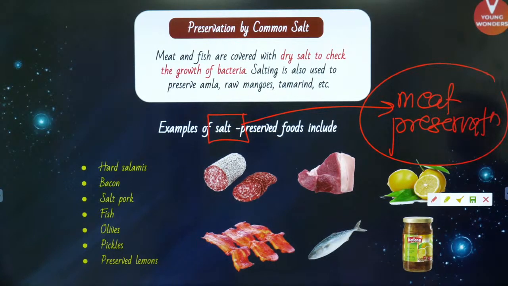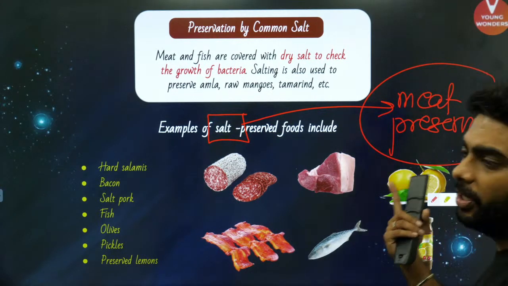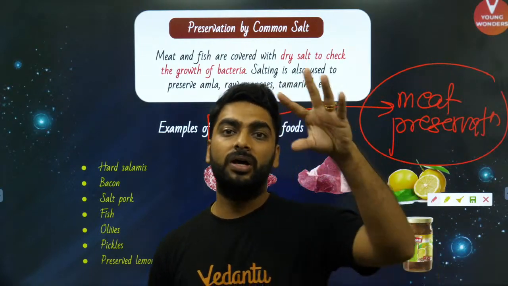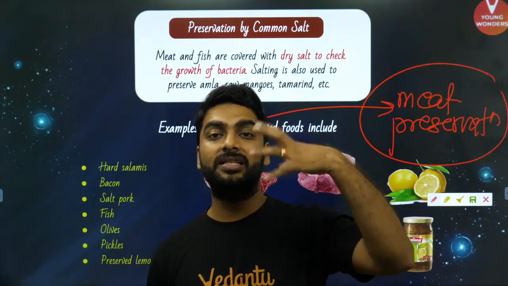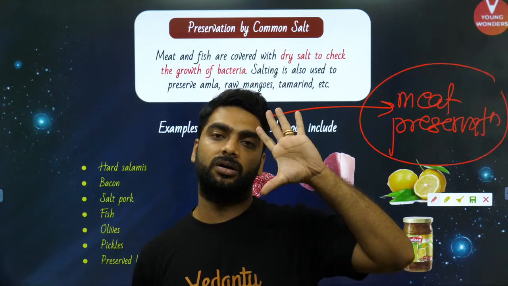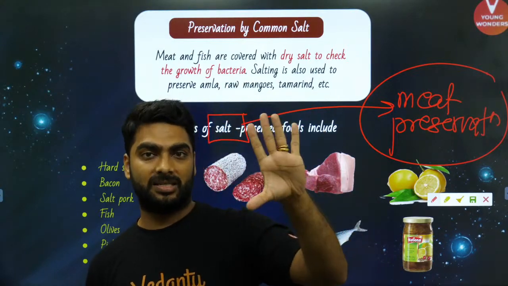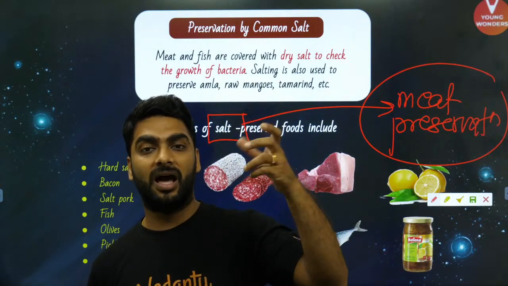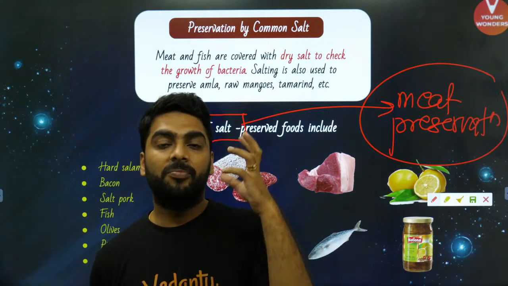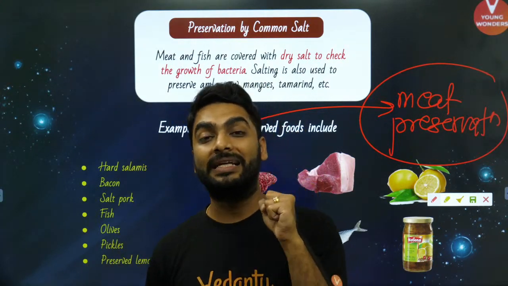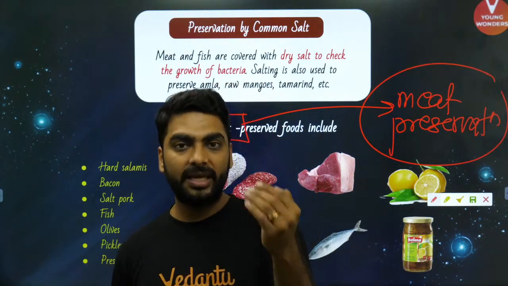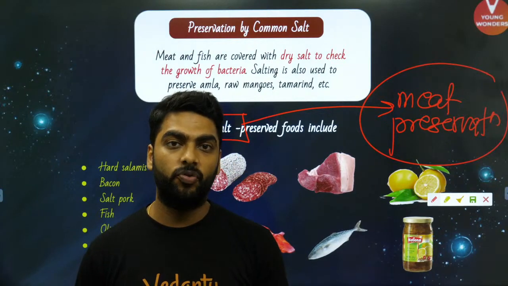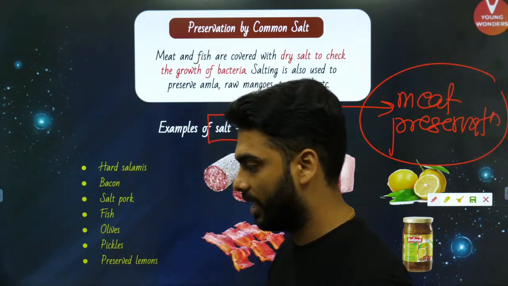Meat and fish are covered with dry salt to check the growth of bacteria. Salting is also used to preserve amla, raw mangoes and tamarind. This is very common. You would have seen in your houses also, tamarind is always stored in glass and covered with salt, because that helps to keep the tamarind intact. So salting is another way in which you can preserve food from microorganisms.